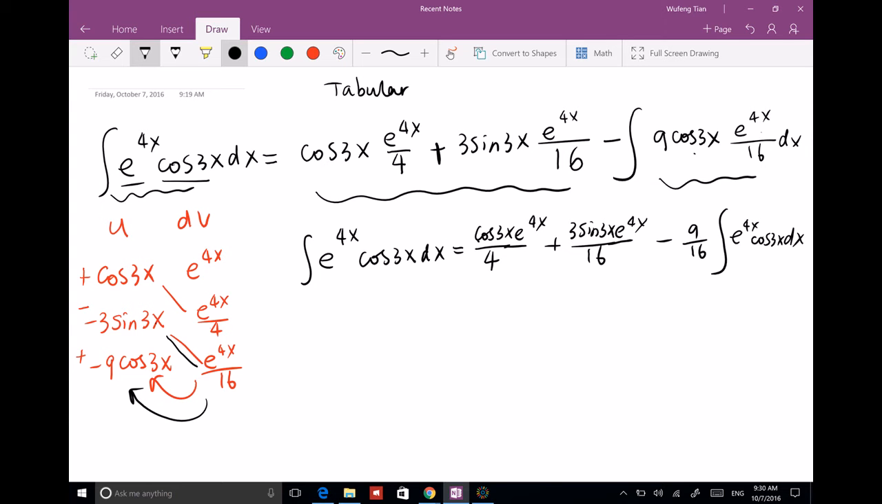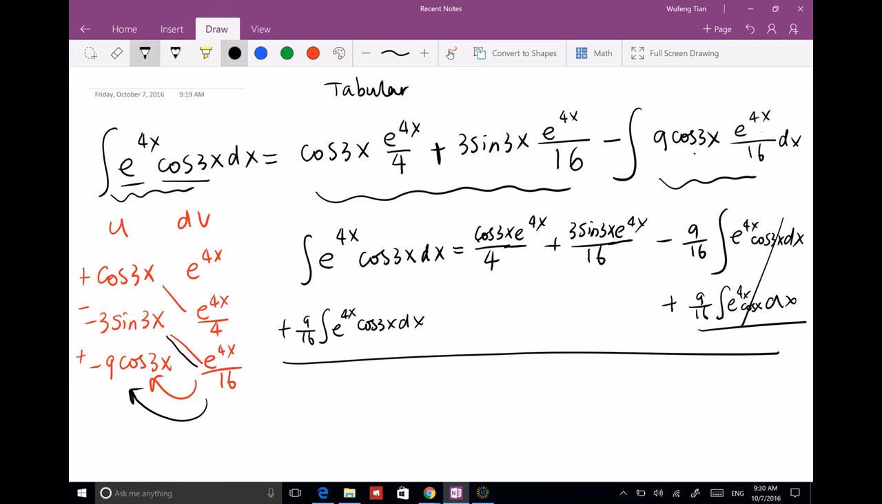Then we add 9/16 of the integral of e to the 4x cosine 3x dx to the left side, plus 9/16 of the whole integral here on the other side. You do the same thing here, 9/16 of the whole integral of e to 4x cosine 3x dx. So these two will cancel out.